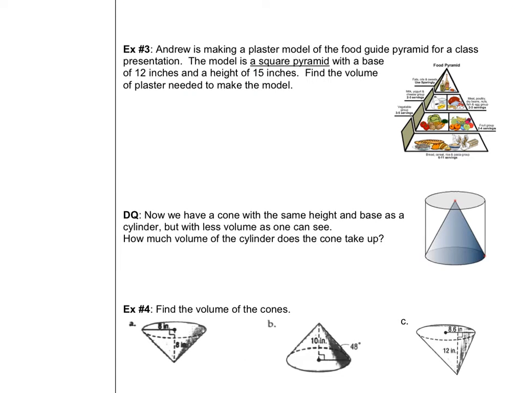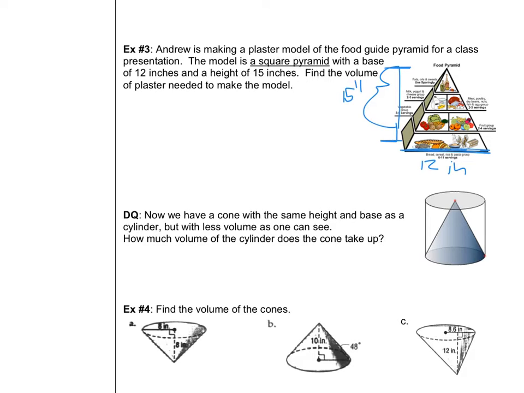All right, now we're talking about a different shape here. This is talking about a pyramid, so let's read what it says. It says, Andrew is making a plaster model of the food guide pyramid for a class presentation. The model is a square pyramid with the base, and that's a lowercase b, so it's just talking about one side here. So they're just talking about this distance is 12 inches. And a height, so remember height is this distance straight up and down. Maybe it'll look better if I do it like this. Height is 15 inches. Okay, find the volume of plaster needed to make the model.